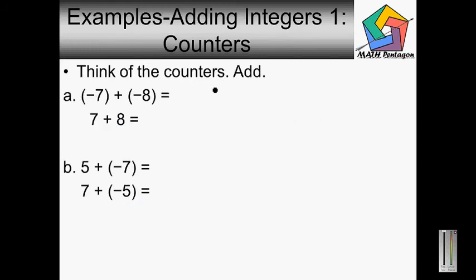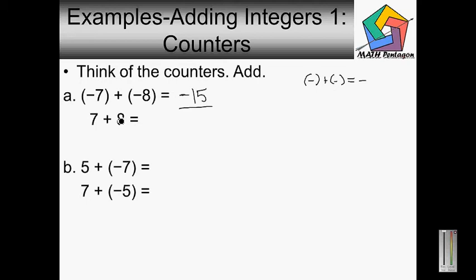Here we want to think of the counters and add. So here we have -7 plus -8. Remember, when you add two negatives, the answer is always going to be negative. So we have -7 plus -8, so the answer is going to be negative. Now what you just do is forget about the negatives and just add 7 plus 8, which is going to give us 15. So our answer is -15. So this is the final answer.